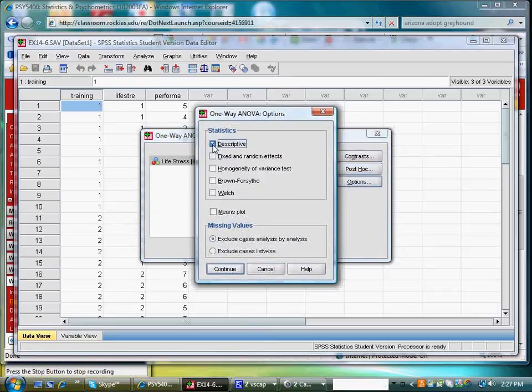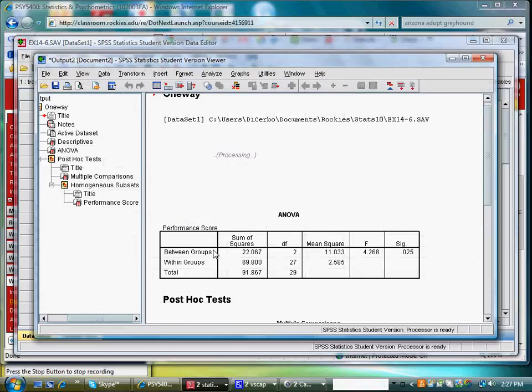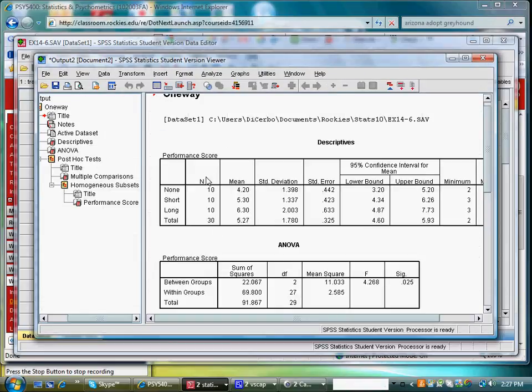And we can get descriptive statistics. If you check that box, they'll give you the means for each group, and that's helpful to have as well. Click Continue, then click OK. So you should get those descriptives. Here's the mean for the none, the mean for the short, and the mean for the long. And we want to know if, based on our sample sizes and their mean and standard deviation, it's likely that these groups are different in the population.